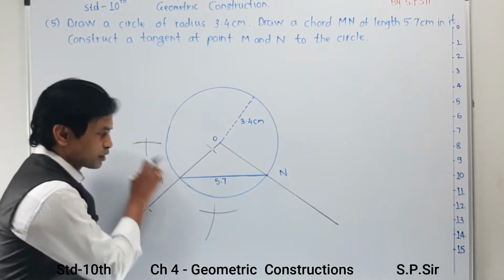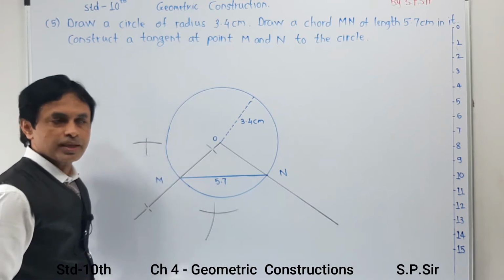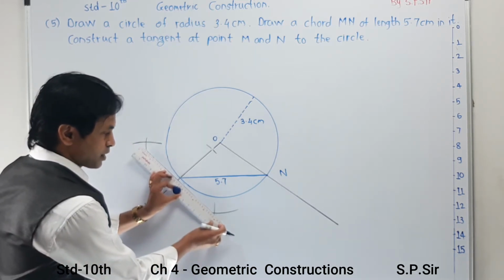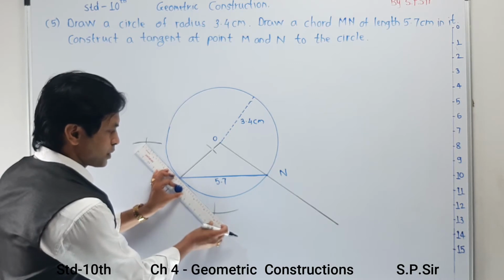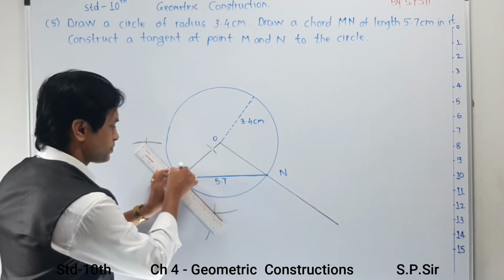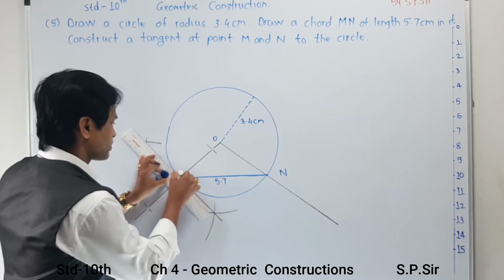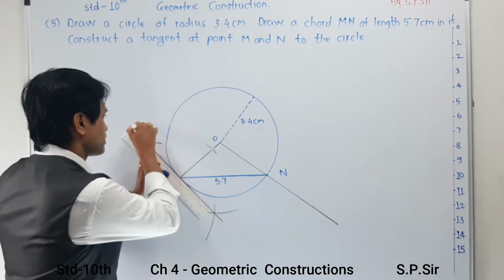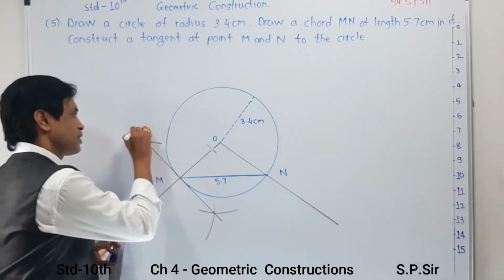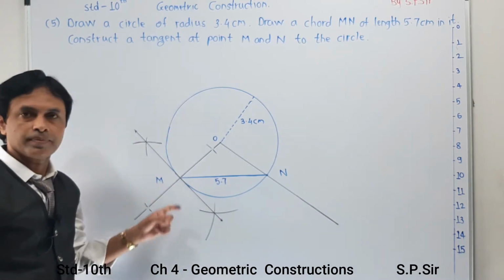Now you are ready with the 2 marks and 1 point which is on the circumference of the circle, that is nothing but M. Simply passing through the first, second and third points, you have to draw a line. And in this way your first tangent is ready, which is at point M.